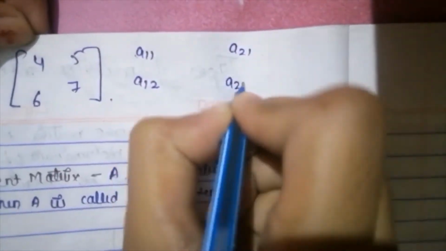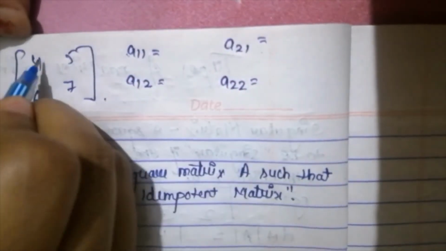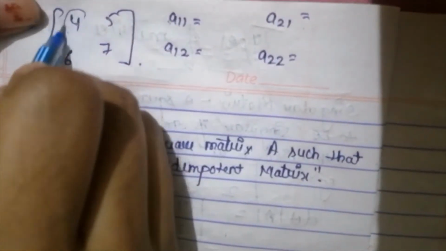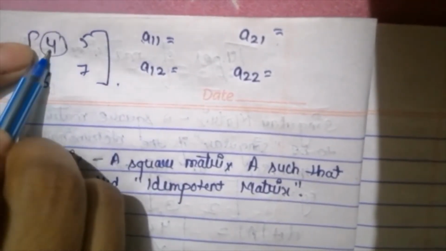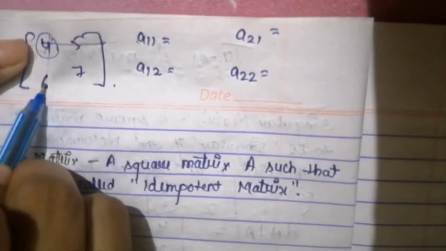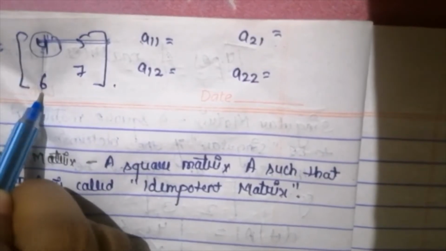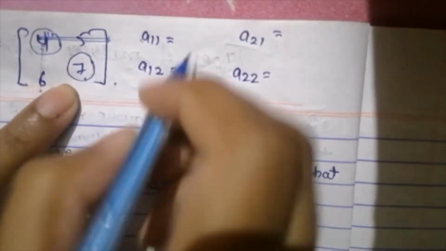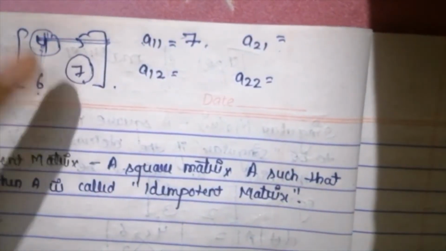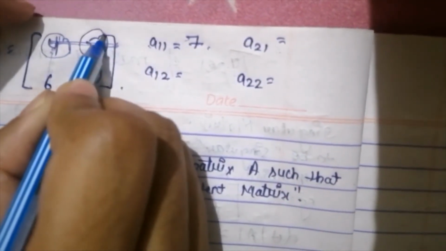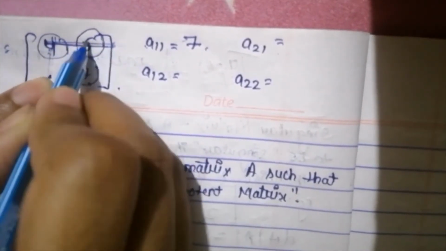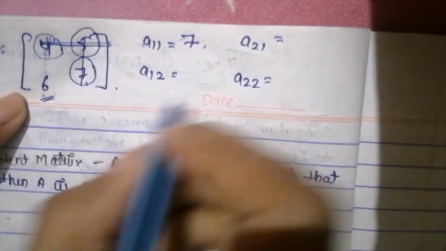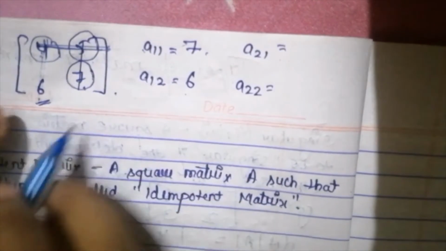Now we will calculate its minor elements. For the element 4, if we calculate the minor of 4, then we will not take this row and this column. Then the remaining element is 7. So the minor of A11 is 7. Similarly, when we calculate the minor of 5, we will leave row 1 and column 2. The remaining element 6 is the minor of 5.